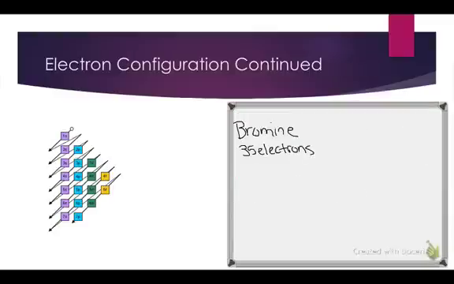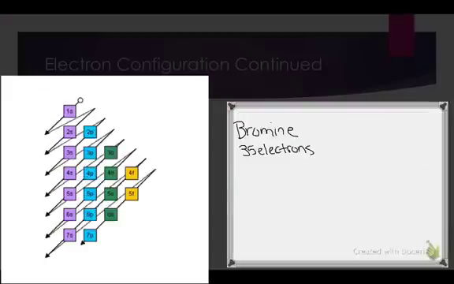Here's an example of a larger element with 35 electrons. That's bromine, to show you how complex this electron configuration can become, but it's still way easier than drawing the atom models for each of these elements. Remember, you can do electron configurations for all 118 elements. You can do atom models for all 118 elements too.